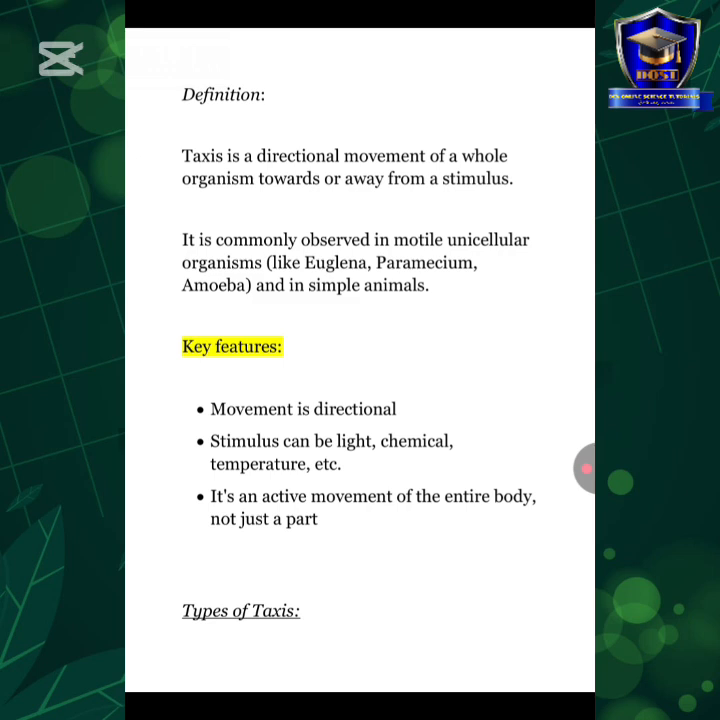All right, so some things you need to know about this type of response are, number one, the movement is directional, and number two, the stimulus can either be light, chemical, temperature, or whatsoever. But know that in plant response, there's actually no response to chemicals. Also, it is an active movement of the entire body, not just a particular part. Because for plants, maybe tropic or nastic, it could be the movement of maybe just one stem or one leaf. But for tactic, it involves the entire organism moving towards the light or whatever the stimulus is, or moving away from it.